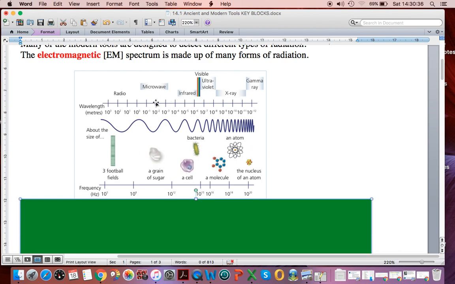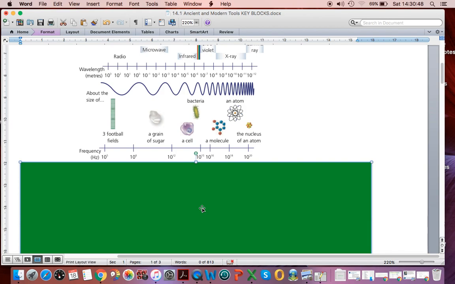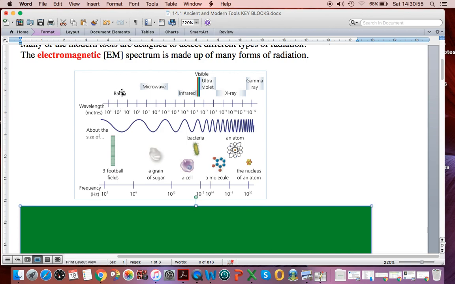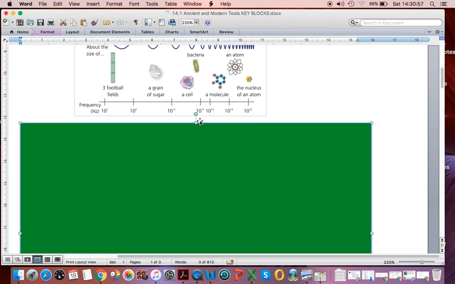Well, it turns out a lot of the tools astronomers use, they'll have things called radio telescopes and microwave telescopes and X-ray telescopes. And those things are designed to detect different types of radiation. And it turns out the bigger the wavelength, the bigger the telescope has to be. So radio telescopes are going to be huge.